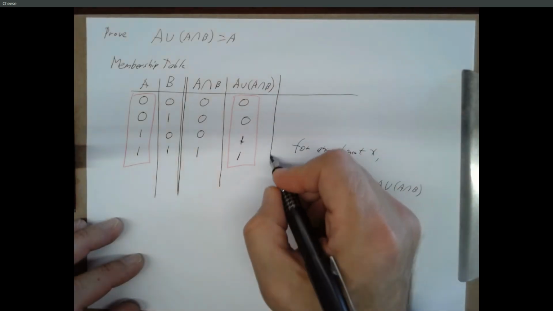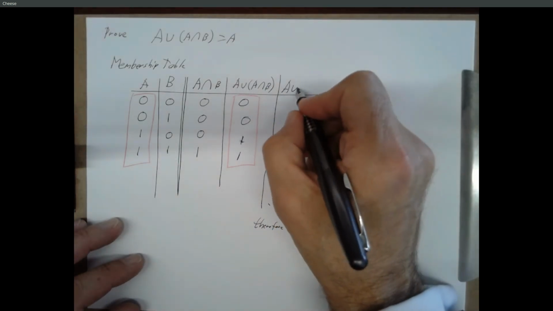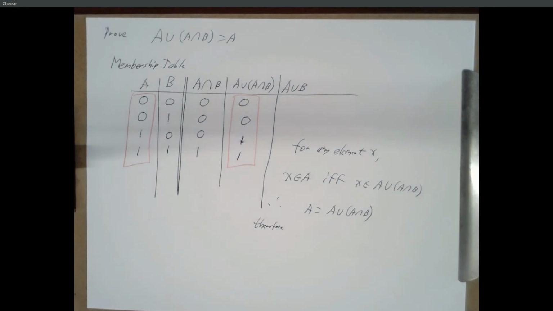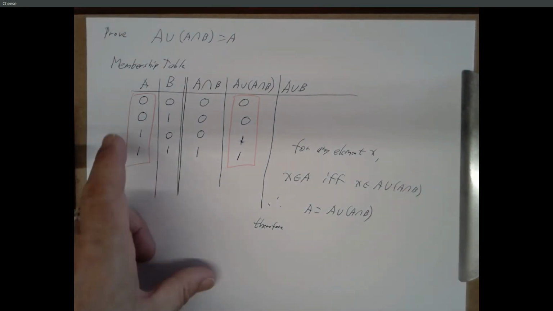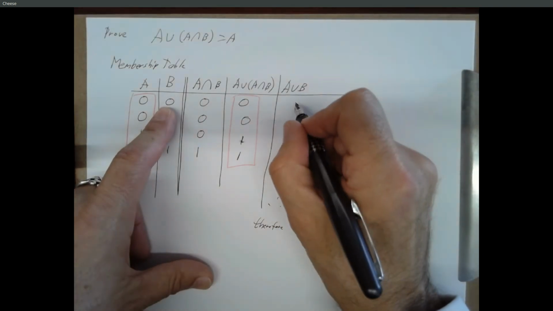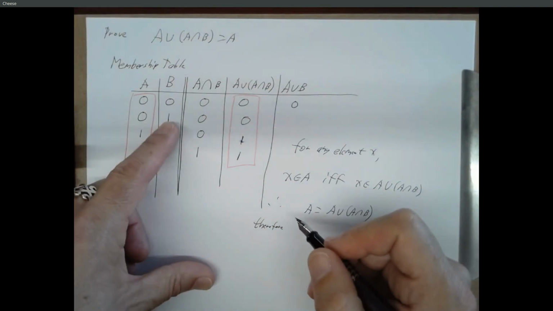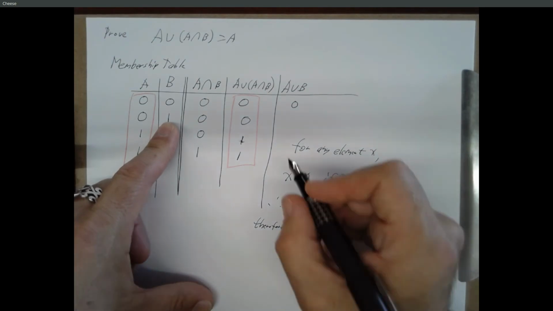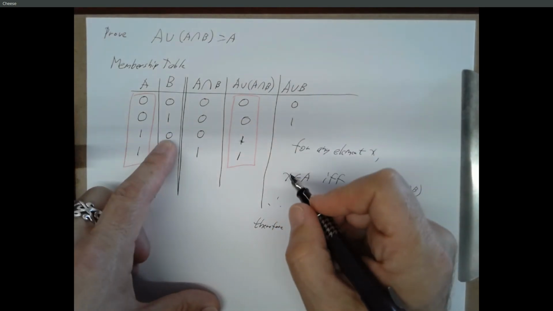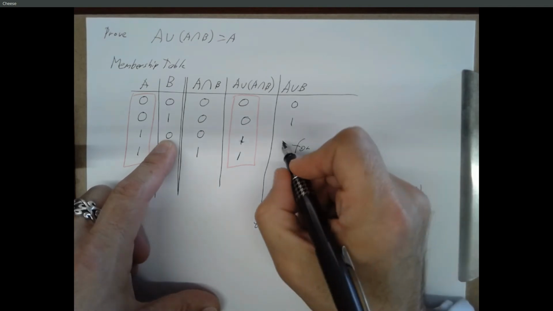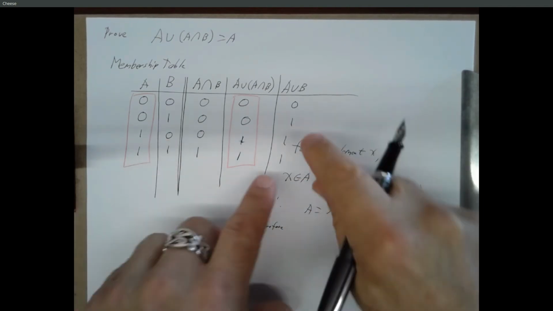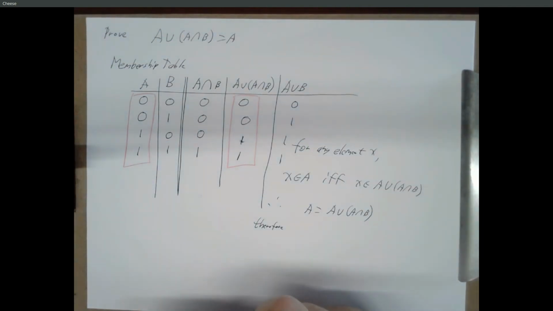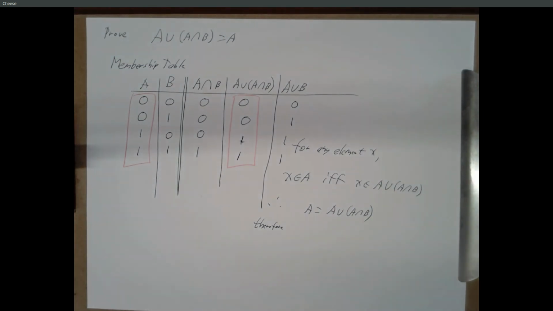And just for completeness, let's fill in a column for A union B for all possible cases. If an element's not in A or B, we know it's not in their union. If it's not in A but it's in B, is it in the union of A and B? And if it's in A but not B, is it in the union? And if it's in both, it's certainly in the union. So here's the membership table for a union operation.